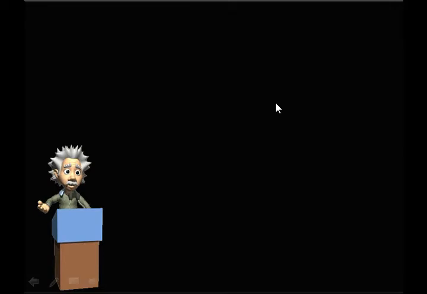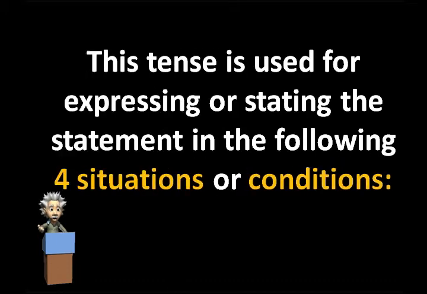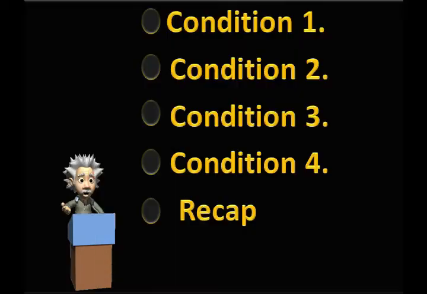So let's begin with the present continuous tense. First, let's understand the conditions where we use it. This tense is used for stating a statement in the following four situations or conditions. There are basically four conditions where we use present continuous tense. Let's go to condition number 1.